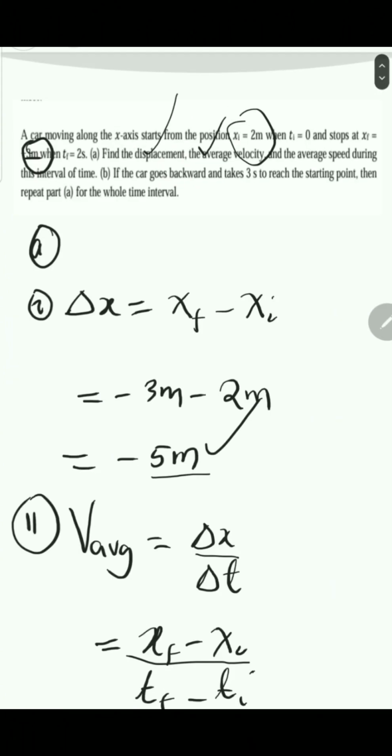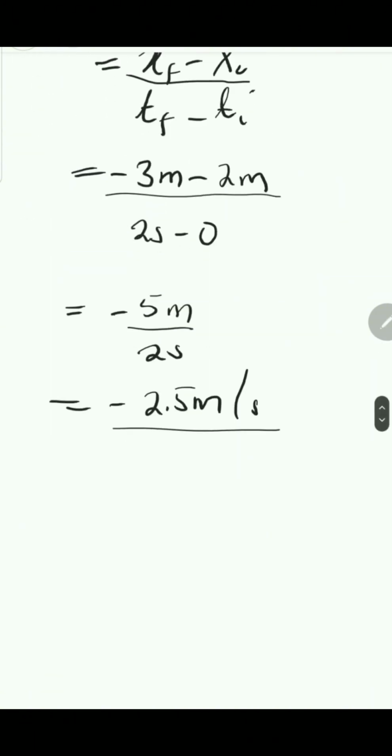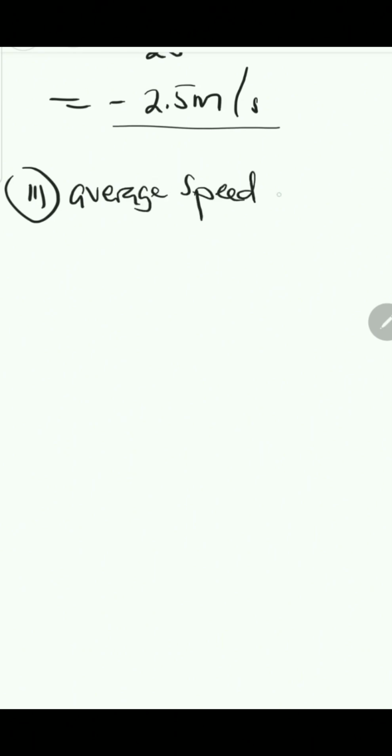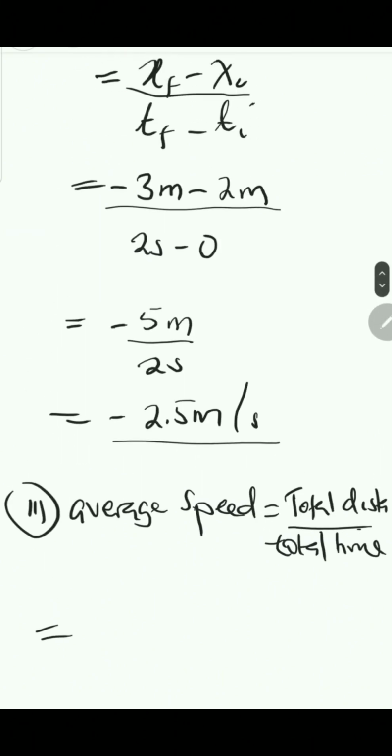Okay, we now come to the next part, where we find the average speed. Average speed and velocity are similar, except that in this case we're only interested in the size but not the direction. So our average speed will be calculated as the total distance divided by the total time taken.